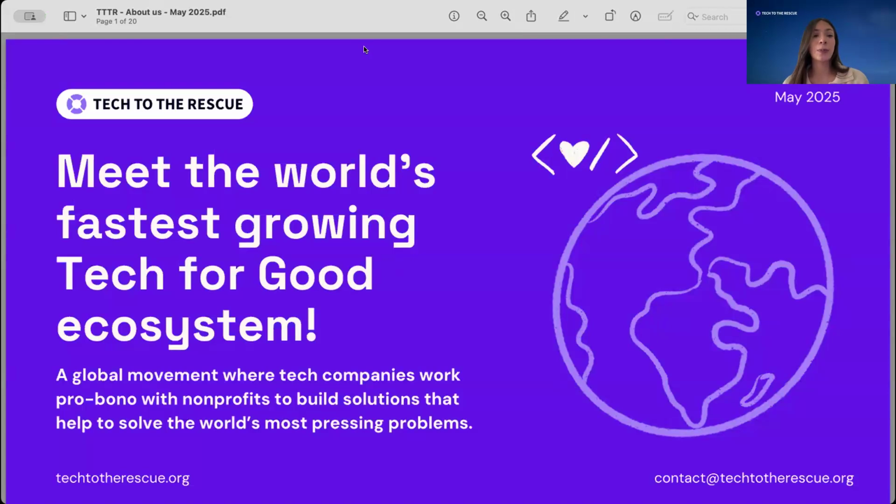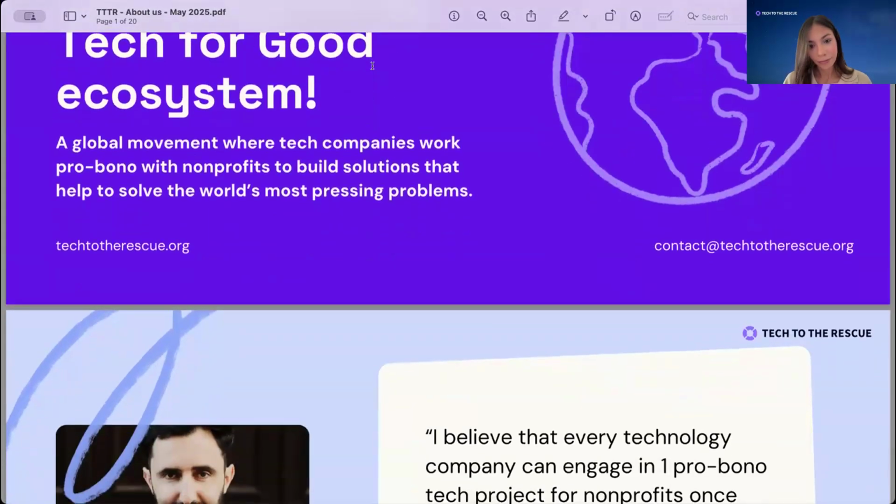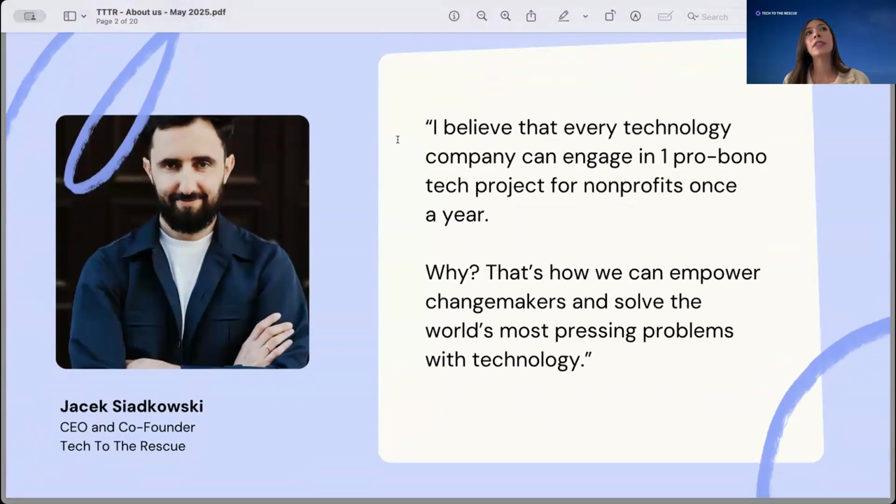So what is Tech to the Rescue? We are the fastest growing tech for good ecosystem, and our mission is that we believe that every single company in the world can engage in pro bono projects, at least one per year. Think about the law firms and the law environment. Everyone knows that they have pro bono services. At least in Colombia, where I'm from, you can go to universities and ask for pro bono services from young lawyers, people that are yet to be graduated, but you can go and ask for free services.